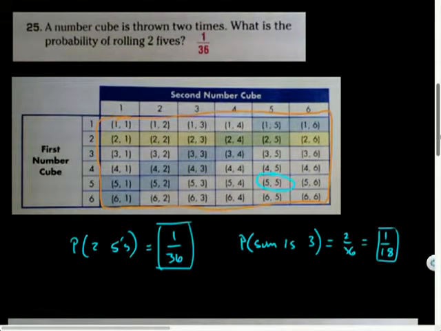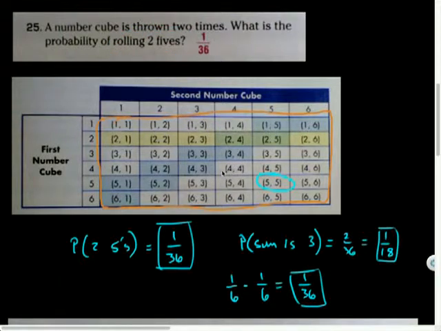That's the easiest way to do that, unless you realize that for rolling 2 5s there was only one way that could happen. Maybe you could have just done it the vanilla way: rolling a 5 the first time is 1 out of 6, rolling a 5 the second time is 1 out of 6, so 1 out of 36. Because it happened to be a simple case.